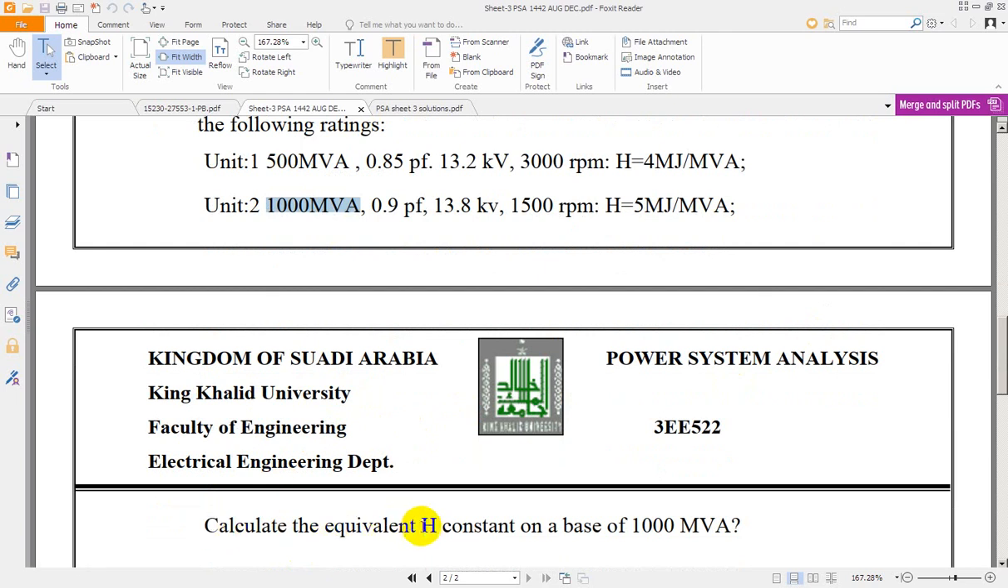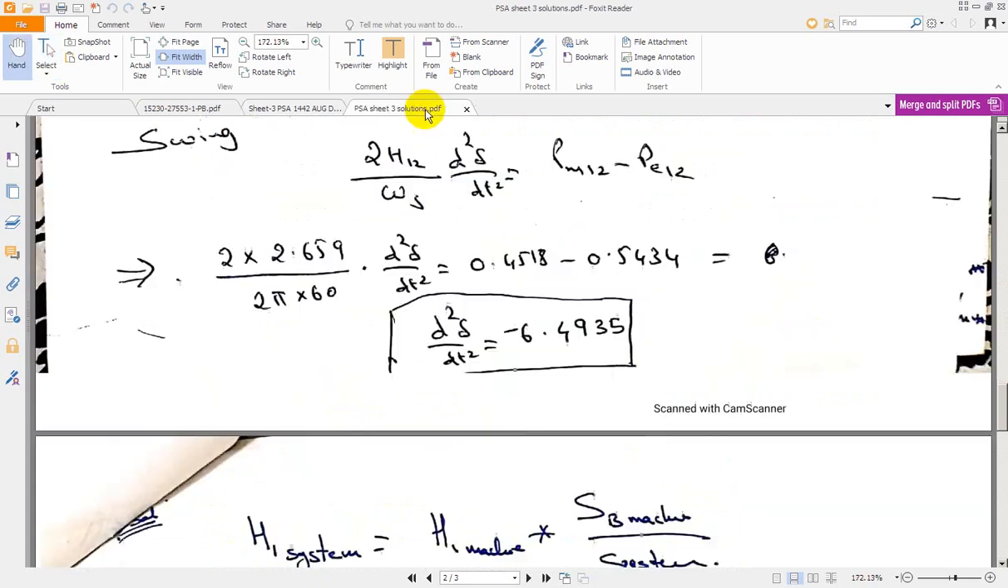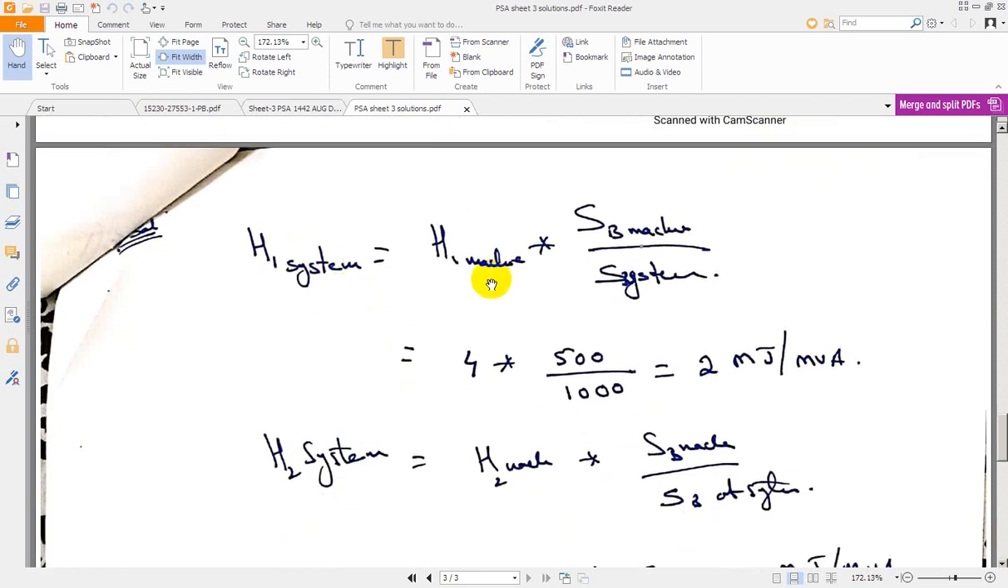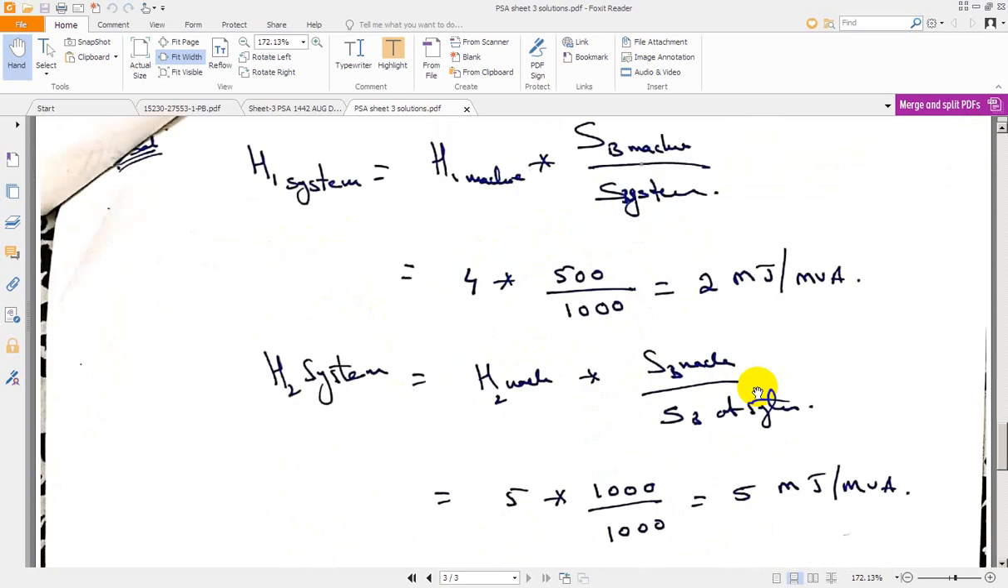But what is the H equivalent that we need to calculate? We need to calculate at 1000 MVA base. So what we will be doing, the H on the new base is H1 into S base by S system. You will get 4 into 500 by 1000, 2 megajoules.